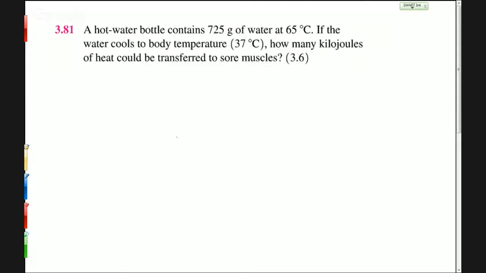So how did you go about doing a problem like this? What kind of an equation are we going to use here? What's going on here?